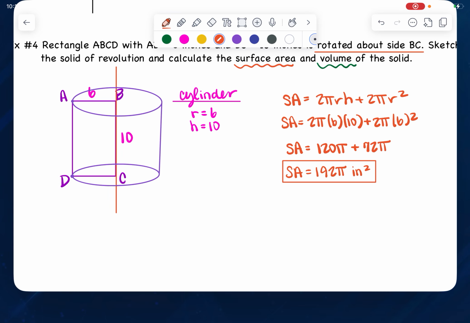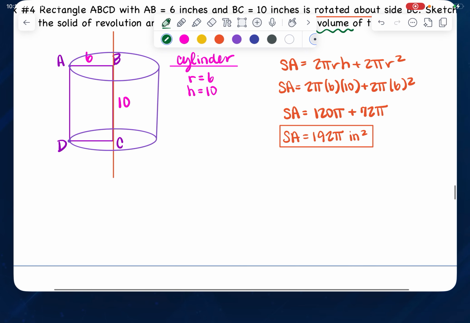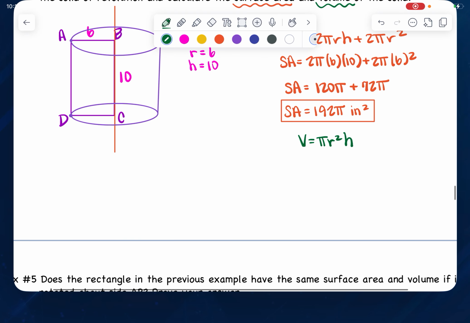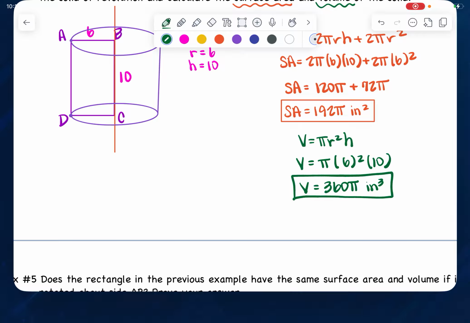Voila. And then, of course, our volume formula for a cylinder is pi r squared h, or capital B H, same thing as a prism. And then pi times 6 squared times 10. So 36 times 10, that's going to give us 360 pi, and that would be cubic inches. There we have it.